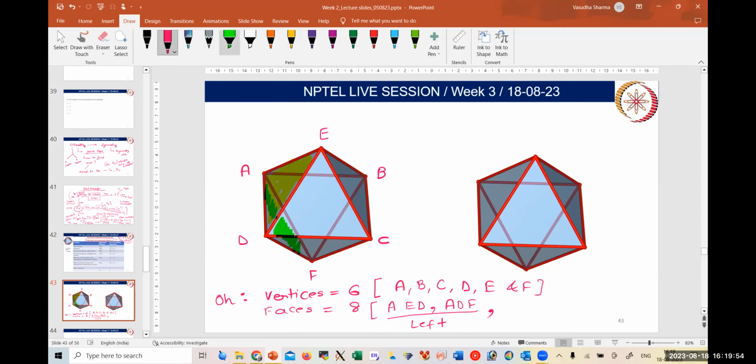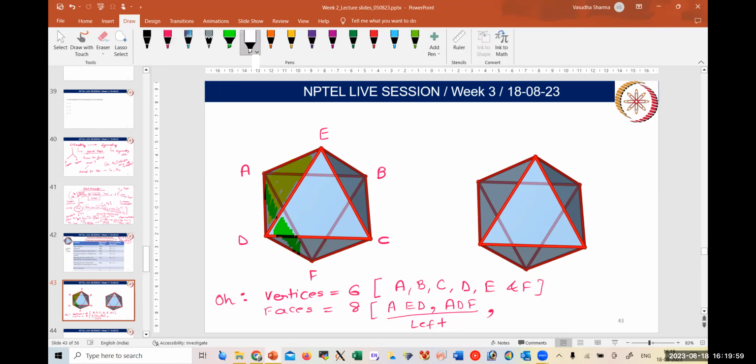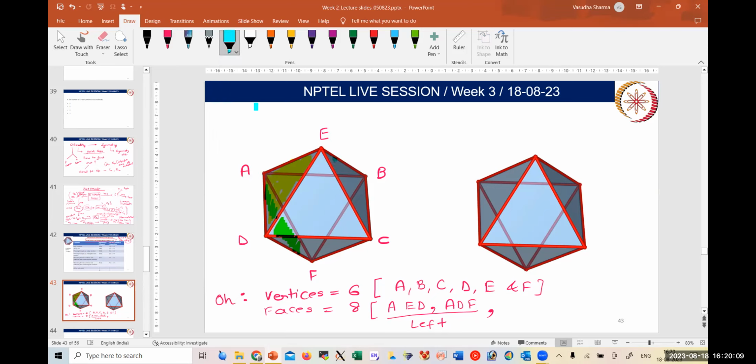And now, similarly, we will see which ones are the right faces. This one, blue in color, that is EBC, and one more, BCF. They are the right faces. This one also.